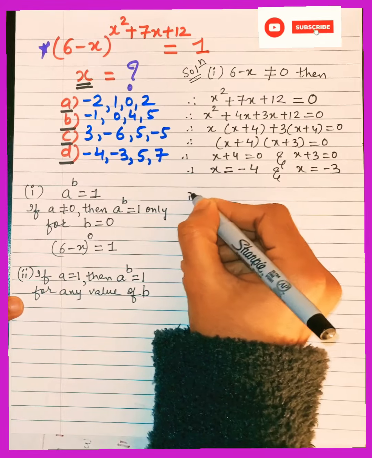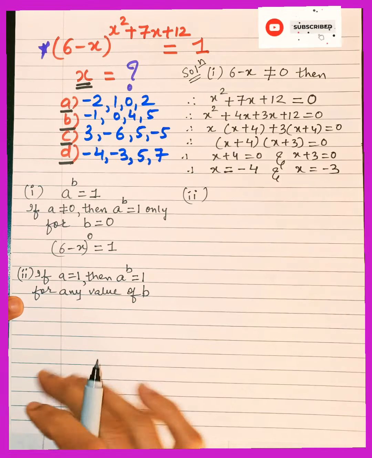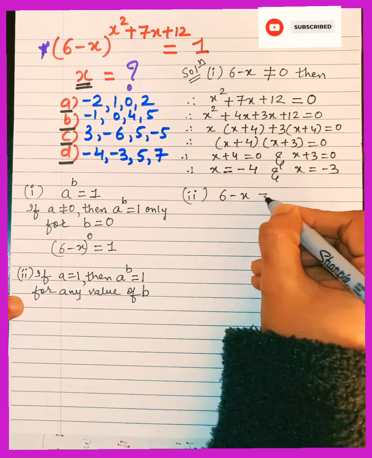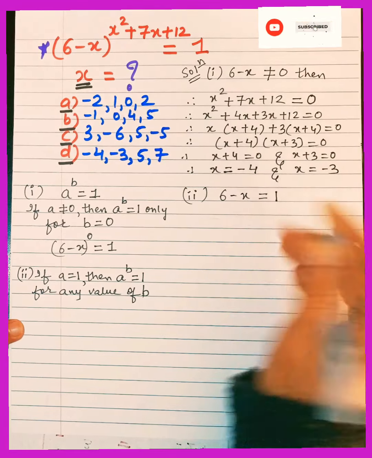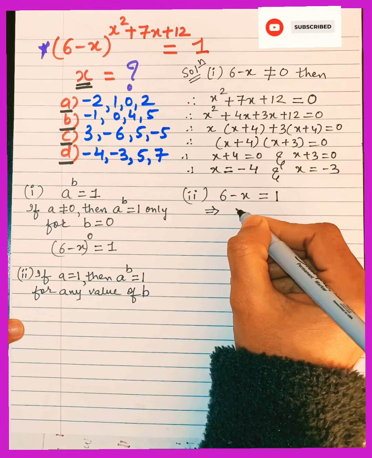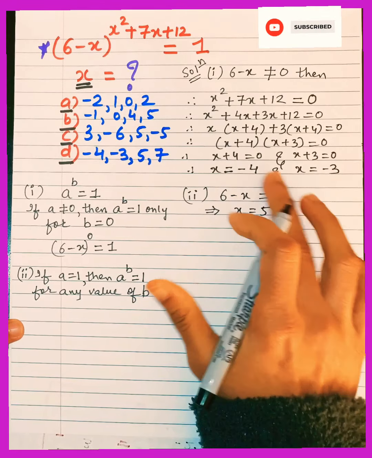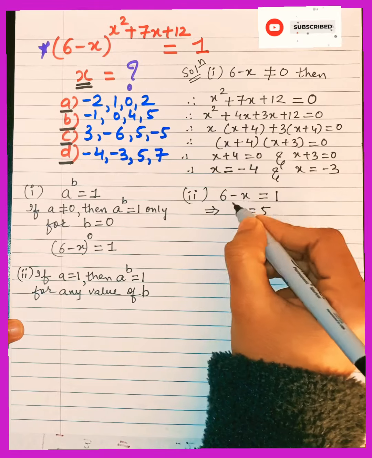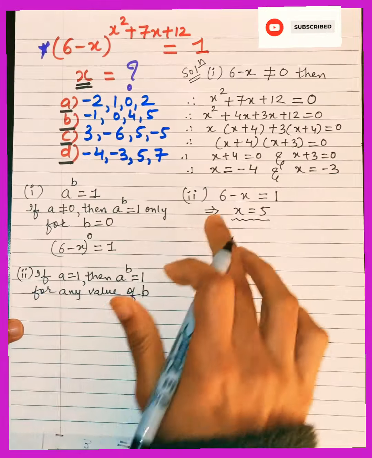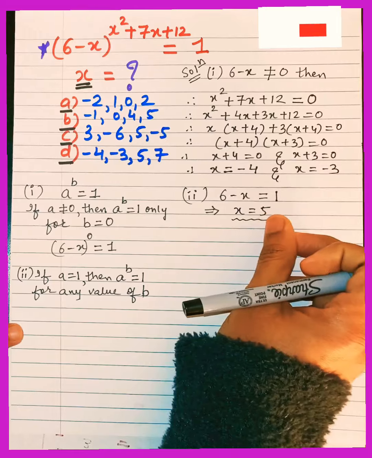We have solved the first situation. Now I am solving the second situation. A equal to 1, and a means 6 minus x. So 6 minus x is equal to 1. Let's solve this. This implies that x is equal to 5. You bring this term here, so you get 6 minus 1 equal to x, and that is 5. So according to the second situation, we are getting x equal to 5.